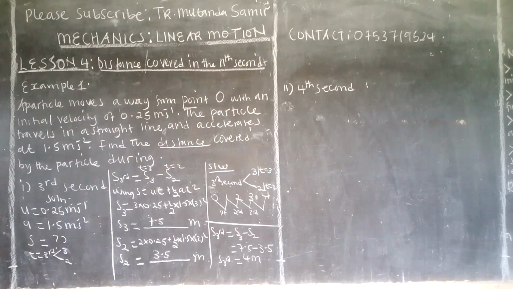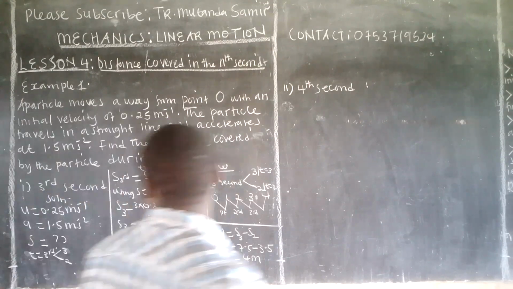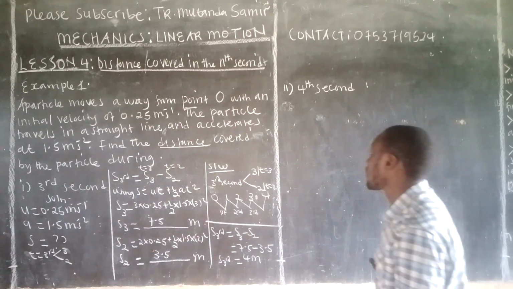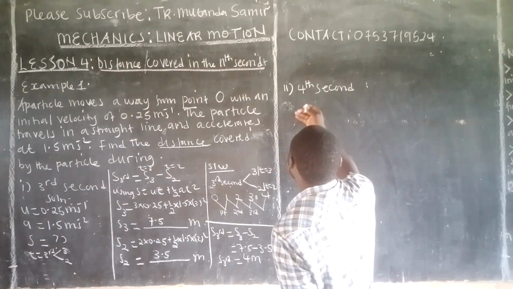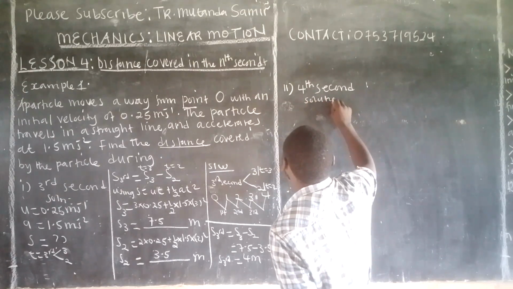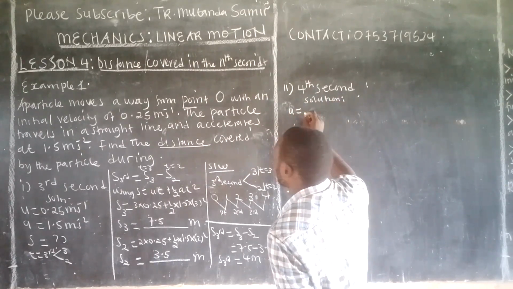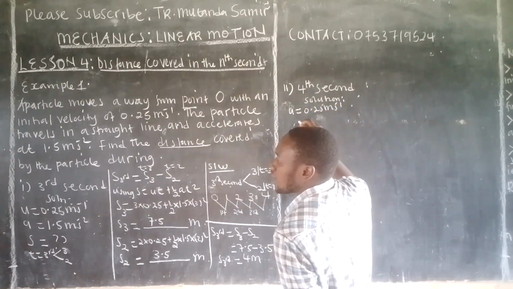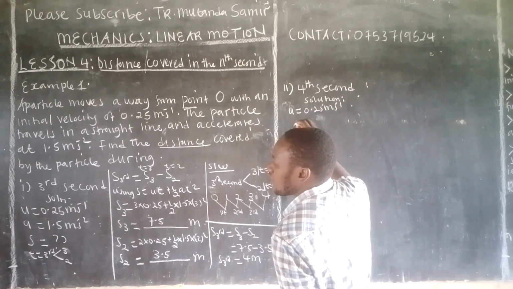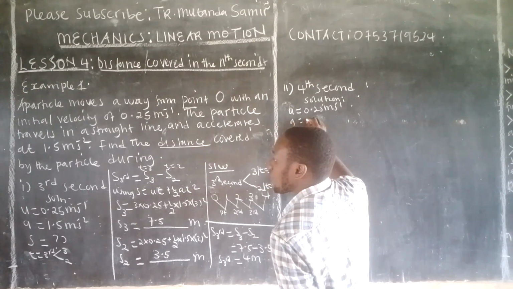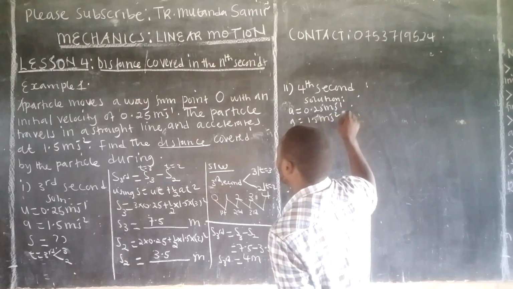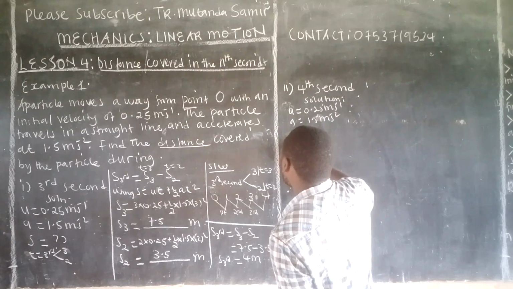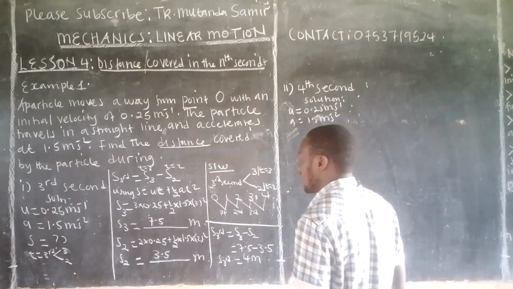Okay, let's now mature a little bit. Here we are. Now we shall be using the same details. They want to see what distance is covered in the 4th second. So for the 4th second, here we shall say solution. Still we're going to use the same logic. We know that our u remains 0.25 meters per second, and our a is 1.5 meters per second squared. Now they are asking for the distance covered, which is the displacement.